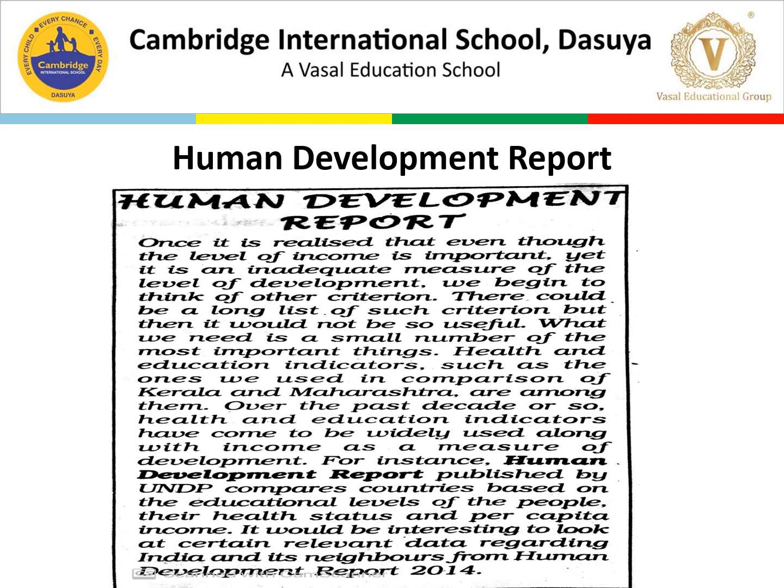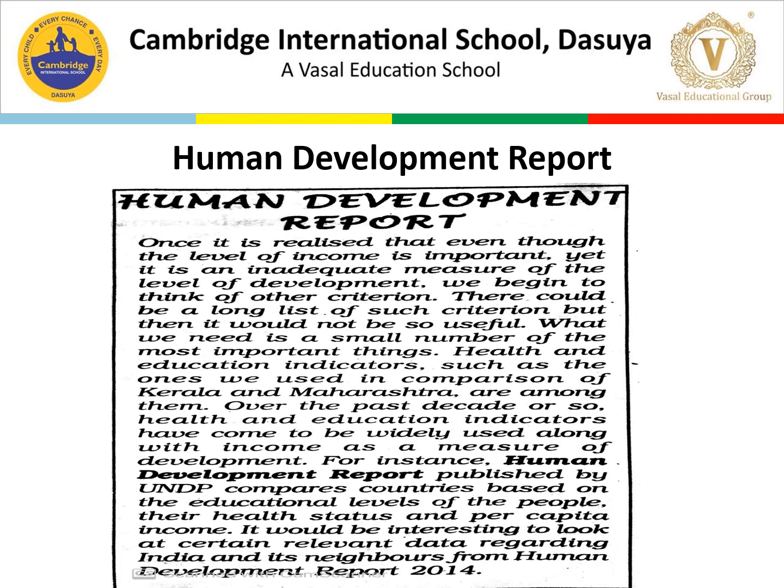So there could be a long list of such criteria, but then it would not be so useful. We have many criteria, so we can just take national net attendance ratio. We can talk about gross enrollment ratio. We can talk about life expectancy. We can talk about literacy rate. So many other factors are there on which we can consider whether a country is developed or not developed.